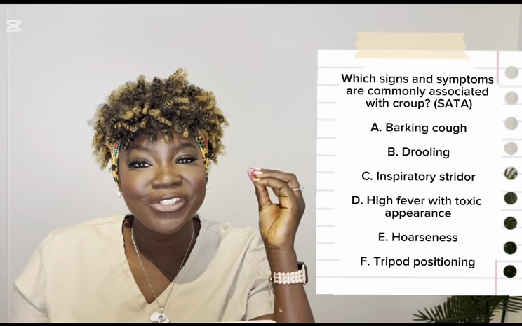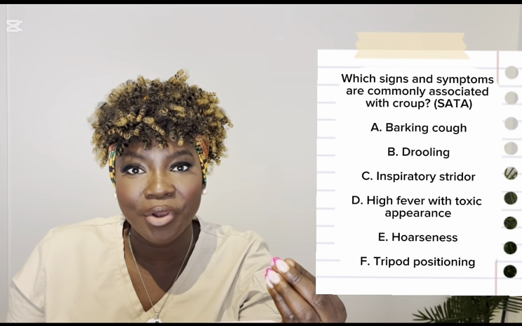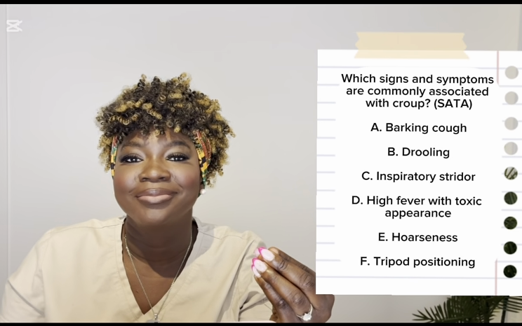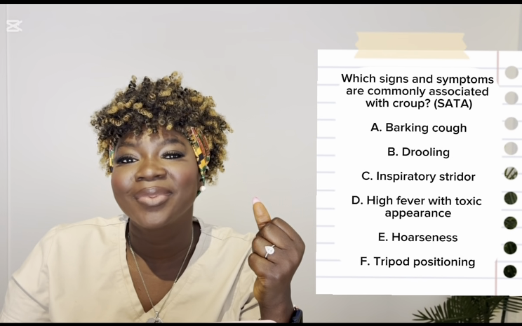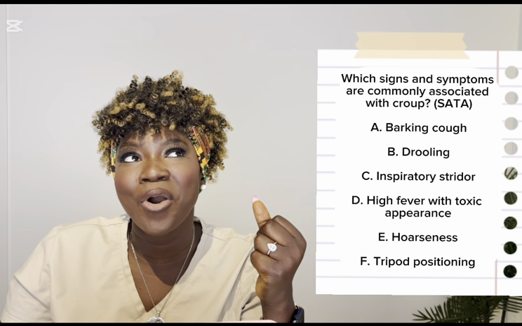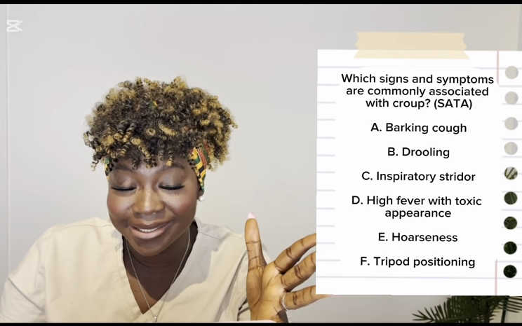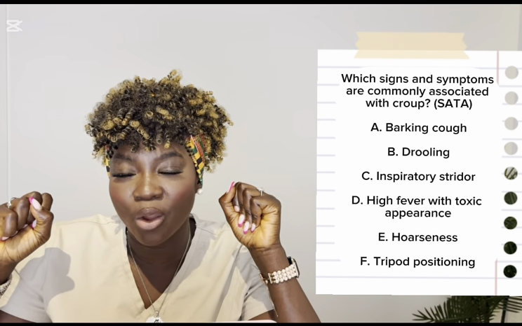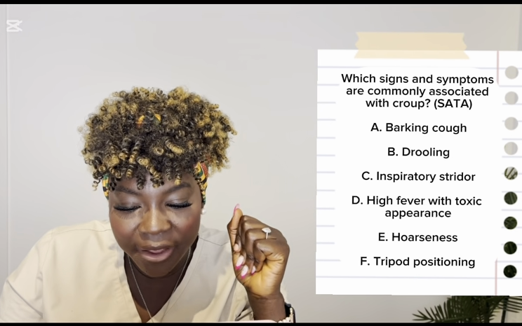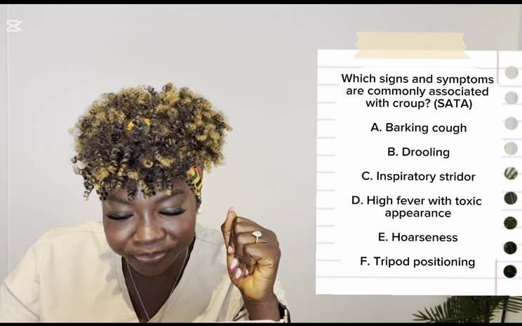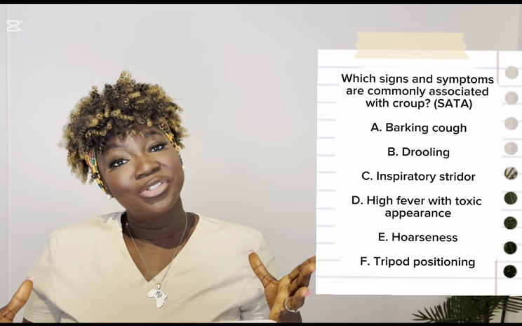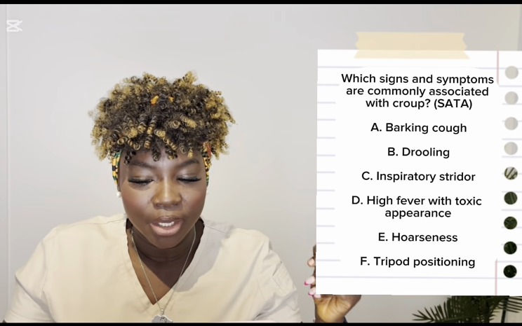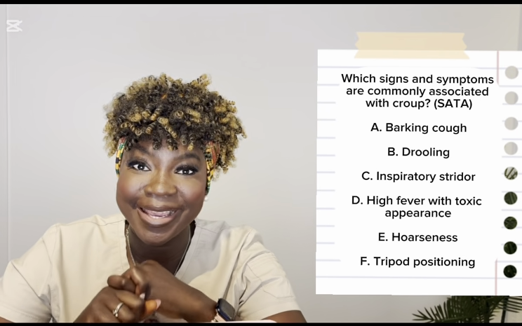And remember, laryngeal is known as the voice box. So hoarseness is when the voice is not clear when you're talking, like your voice is muffled. So that's seen because of that inflammation of the laryngeal that can occur. Okay, and F, tripod positioning. You will see tripod position, drooling, tripod positioning, like I told you, epiglottitis. So makes our answer A, C, and E.